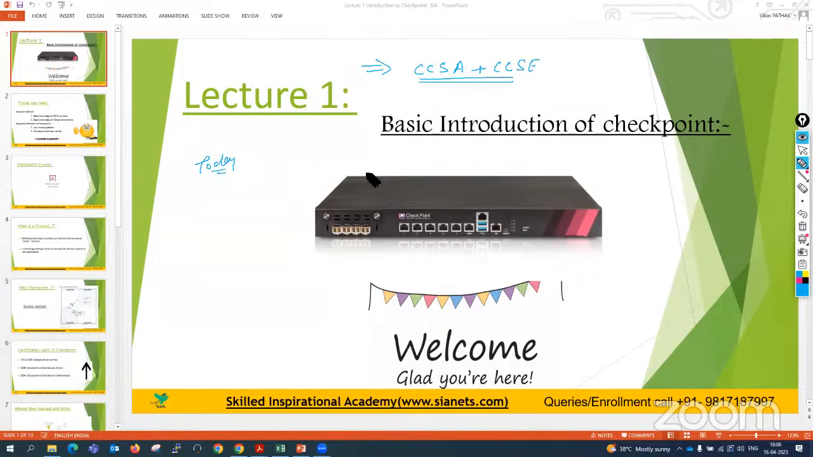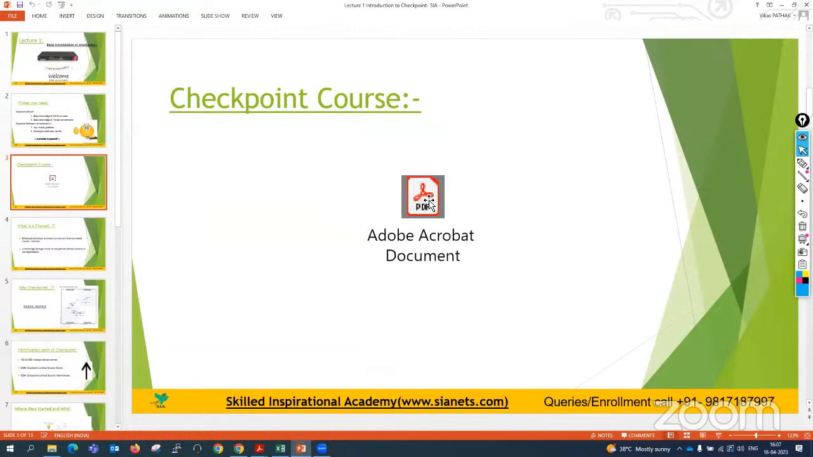So this is the Checkpoint 4600 model. If you are asking about the hardware, this is the physical 4600 model hardware which is available in today's time. I'm really glad you all are here. So let's start quickly, with the syllabus.